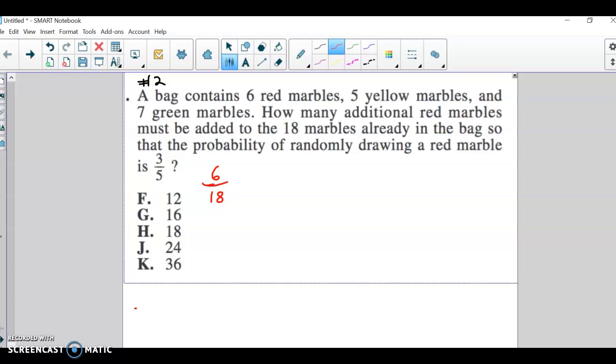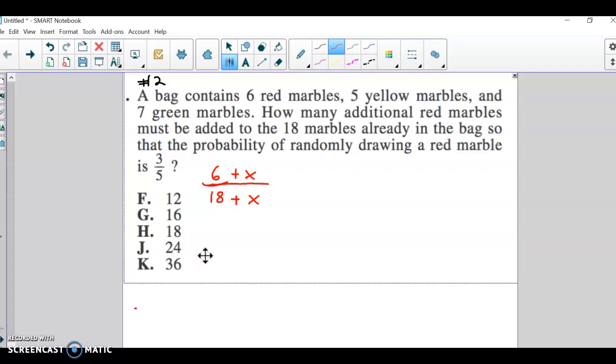Okay, so the idea on this is we're going to add x more red marbles to the total red marbles, but also we have to add that to the total marbles in the bag. Right? Because if we add 5 red marbles, that's going to make 23 total marbles in the bag, because we have to add it on both the top and the bottom.